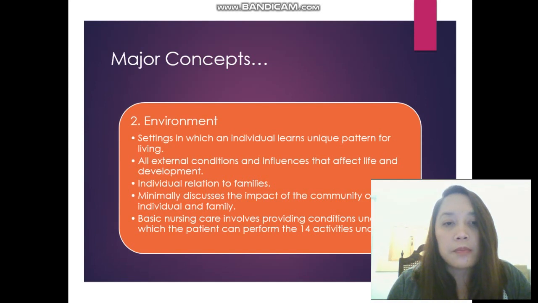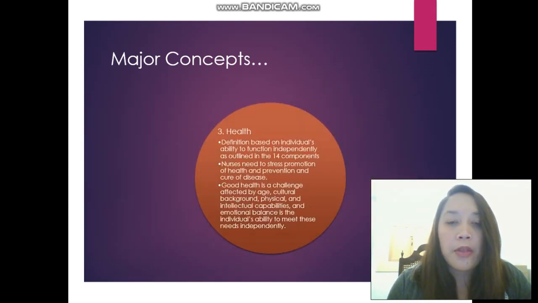Second is environment. Setting in which an individual learns the unique pattern for living. All external conditions and influences that affect life and development. Individual relation to families, minimally discusses the impact of the community on the individual and family. Basic nursing care involves providing conditions under which the patient can perform the 14 activities unaided. Third is health. Definition based on the individual's ability to function independently as outlined in the 14 components.